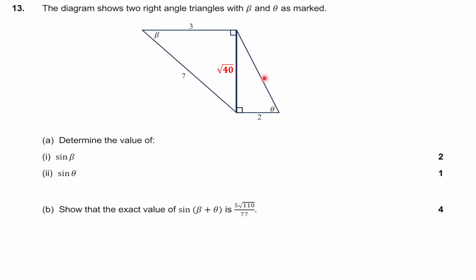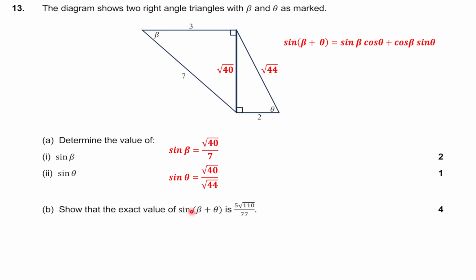Now we need to get this one also. So let's see what we've got. Two short sides, we want the hypotenuse, so square, square, and add, and then take the square root. That'll give you root 44. So we want to get sine of beta, so it's going to be, there's the angle opposite over hypotenuse, root 40 over 7, and we want sine theta, which is, from this one, it's opposite over hypotenuse, root 40 over root 44.